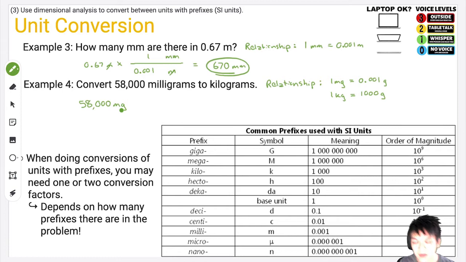There it is. I'm trying to convert to kilograms. Now, times, draw a line, right? And the unit that I'm starting with is going to be what? Oh, it's going to be milligrams, right? Same thing as before. Now, what am I converting to? Well, I'm trying to convert to kilograms, right?